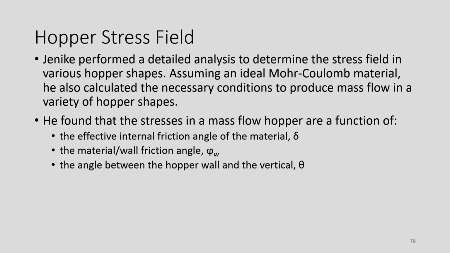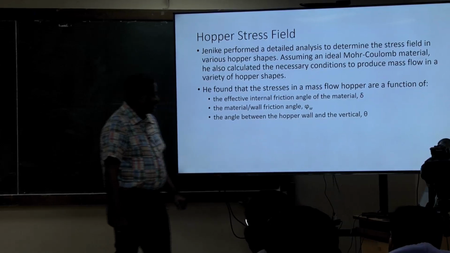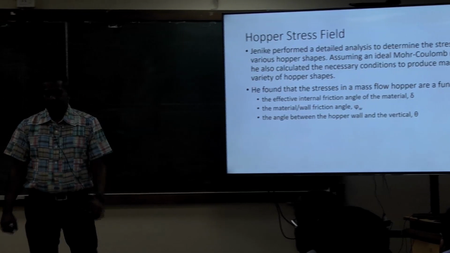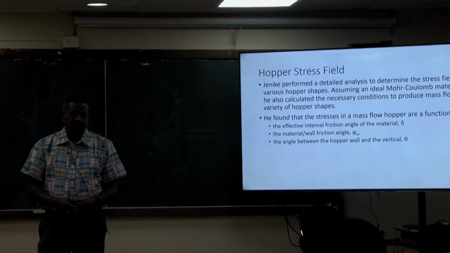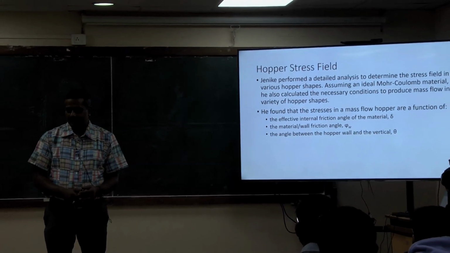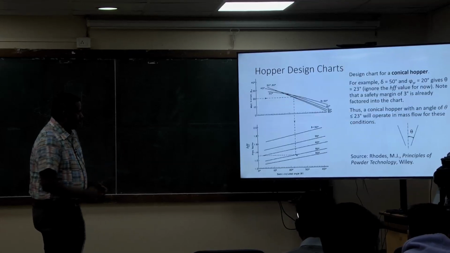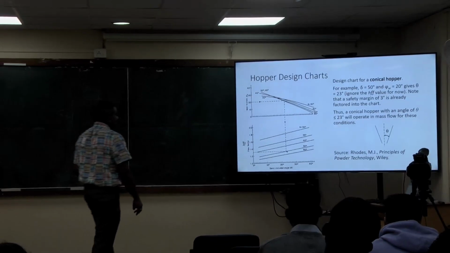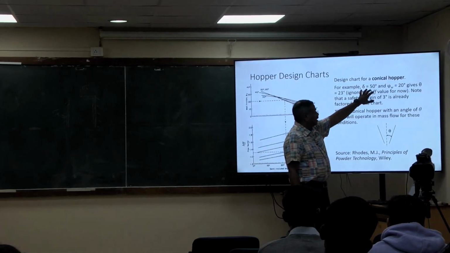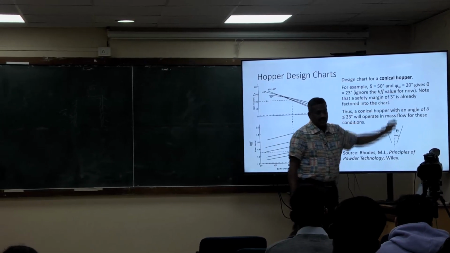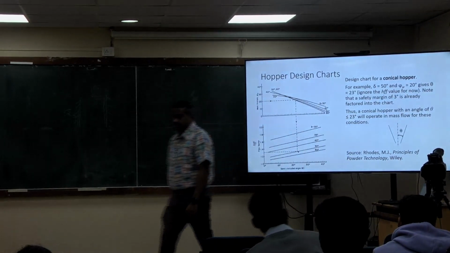It depends on the angle of internal friction, the wall friction angle that we measure using the wall material, and the angle between the hopper wall and the vertical, that's the hopper half angle or hopper angle. So how do we get those? I'll give you an example here. If the angle of internal friction is 50 degrees and the angle of wall friction is 20 degrees.